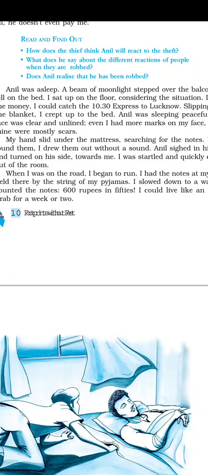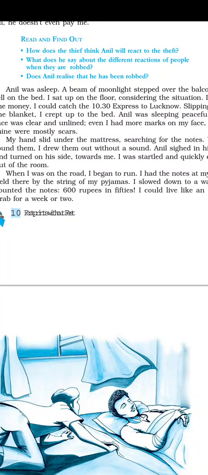What does he say about the different reactions of people when they are robbed? Different reactions of people means there are some greedy people, some are very angry, or a rich man, greedy man, rich man, then also poor man. So we will see all these things here in this text, and how will they react when they are robbed, and does Anil realize that he has been robbed? Does Anil feel that he has been robbed? Okay, means someone stole something from him, and does he realize that? Yes or no? That we have to find out.